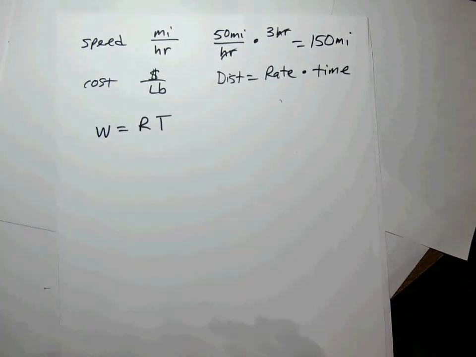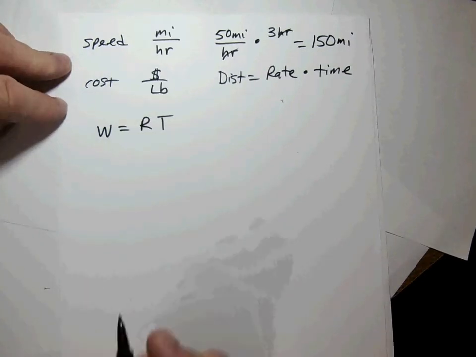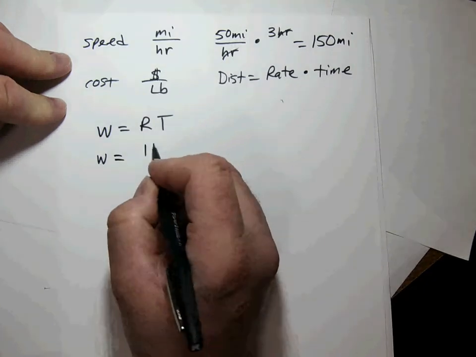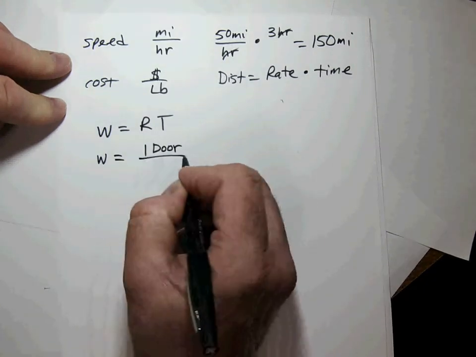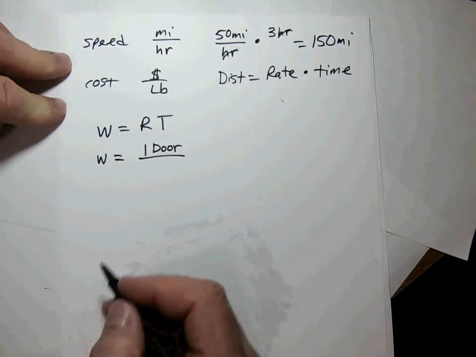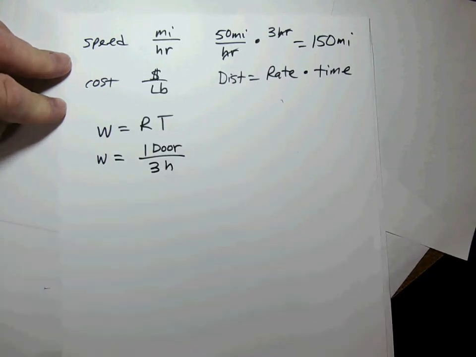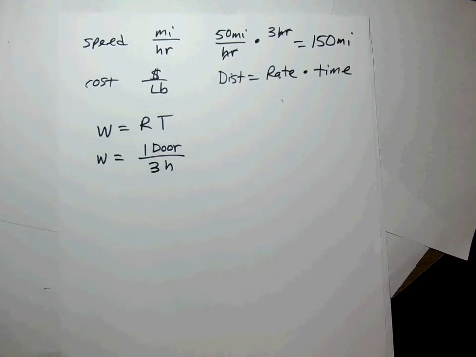Okay, and depending on the situation, W will stand for all kinds of different things. In this case, W stands for how many doors can my carpenter install here. Okay, I don't know. Let's figure it out. We know we can do 1 door, and I'm going to go ahead and write it out. 1 door per, what did it say here? 3 hours. Okay, again, sometimes I use HR for hours. Sometimes I'll just use H. My apologies for not being consistent.